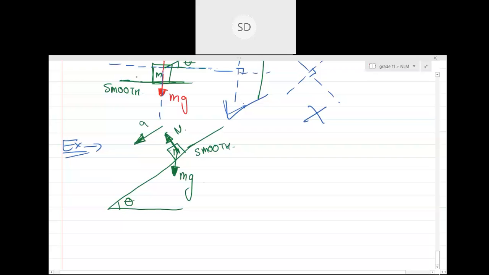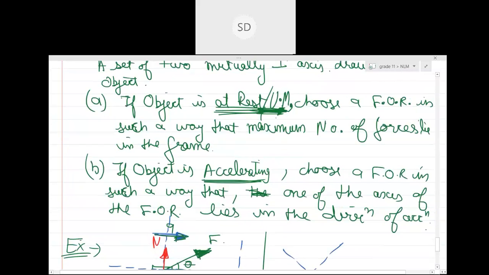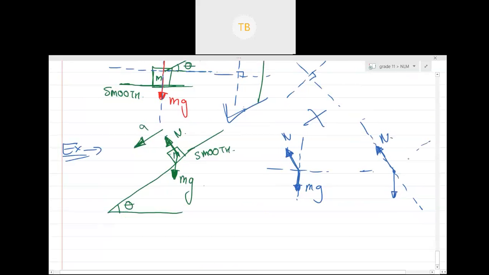Now I again have the option of choosing two different frames of reference. I can choose a frame of reference in such a way that this mg comes in this direction and this normal reaction goes like this. I can choose a frame of reference like this, or I can choose a frame of reference like this. It's up to me, no? In which direction to be chosen? So, can you tell me, guys, which should be the frame chosen in this case? Should this be the chosen frame or this?